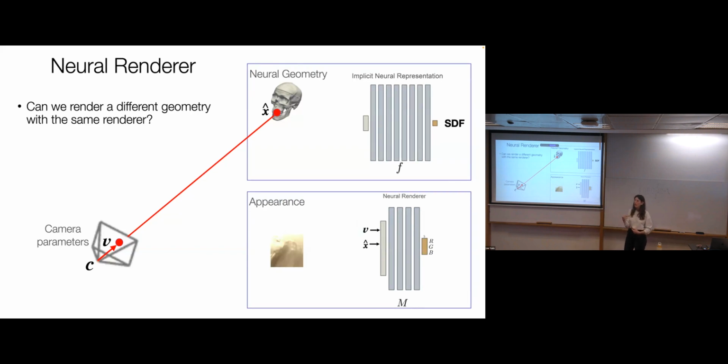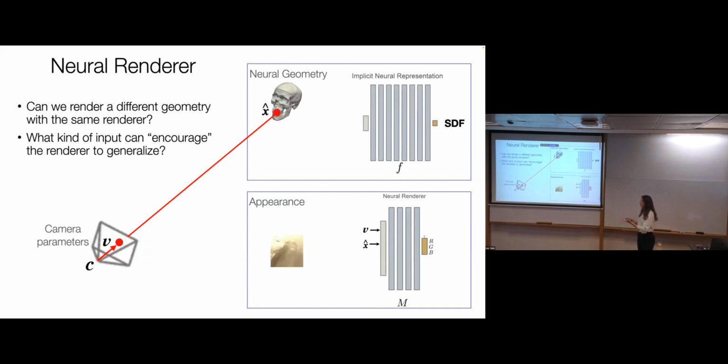And a way to do that is to guarantee that we are able to render different geometry with the same renderer, right? If we can take another geometry and render it with an appearance model that is not for this scene, it's going to give us the promise that we have a perfect disentanglement between the appearance and the geometry model.